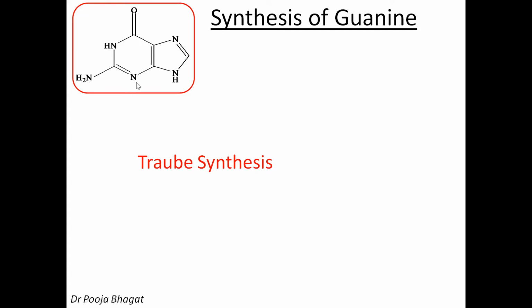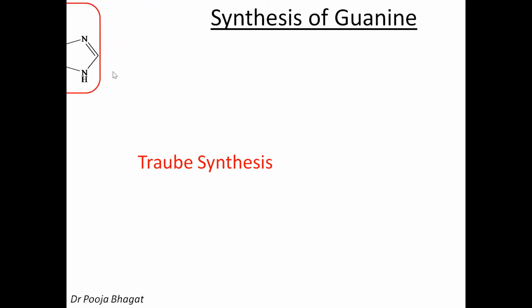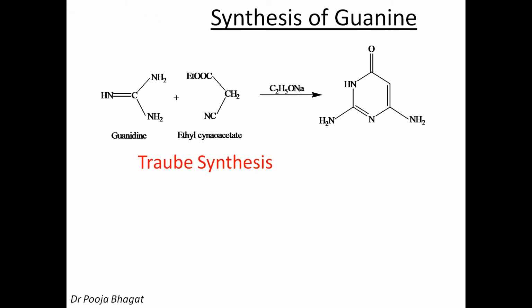And what about this part? In this part we have NH2 here, that means guanidine. So our starting materials will be guanidine and ethyl cyanoacetate. Now let's start. This is guanidine, this is ethyl cyanoacetate, and this is sodium ethoxide. You will get this. Mechanism already discussed.